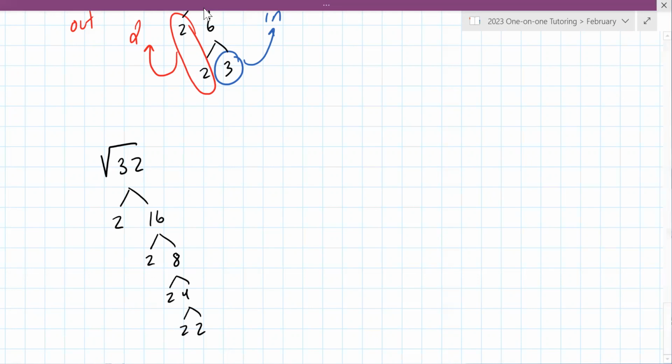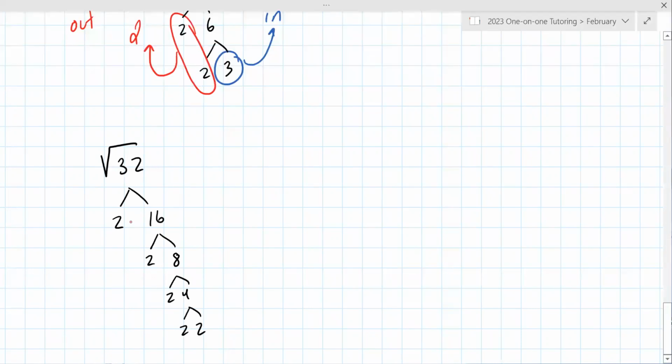That's right. Okay, so we're gonna circle pairs. There's a pair. There's a pair. So how many 2s do you bring out? You bring out 1 for each. So there's a 2 and a 2 that you bring out.